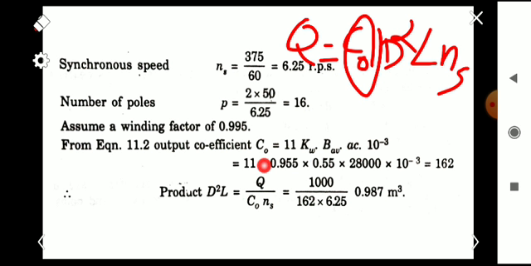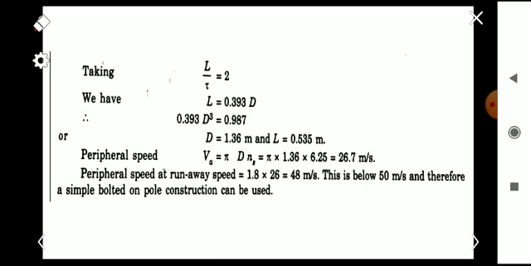For finding C0, the equation is 11 kW BAV AC into 10 raised to minus 3, and you will get C0 as 162. Substitute those values in the d square L equation. Q we know it is 1000 kVA, C0 is 162, and NS is 6.25. We will get d square L as 0.987 meter cube. All of you try it with your calculator and check whether the answer is correct or not.